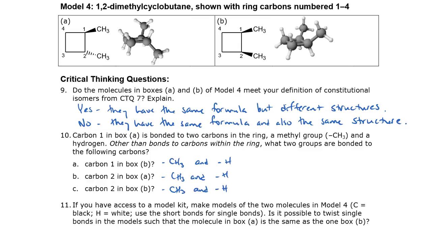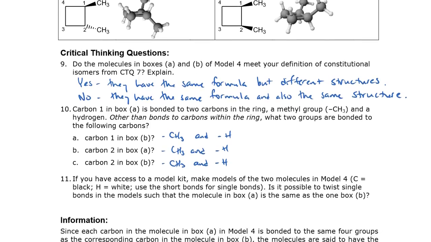All right, so you've got this. You notice that carbon 1 and carbon 2 in each box are connected to both a methyl and a hydrogen. So far they seem pretty much the same. Number 11 suggests that you use a model kit. And when I do this in the classroom, I have students make models of each of these, one for each. If you have a model kit, you should do that.